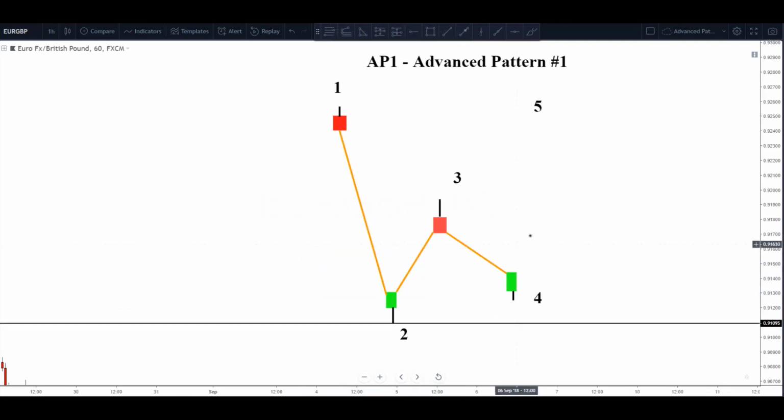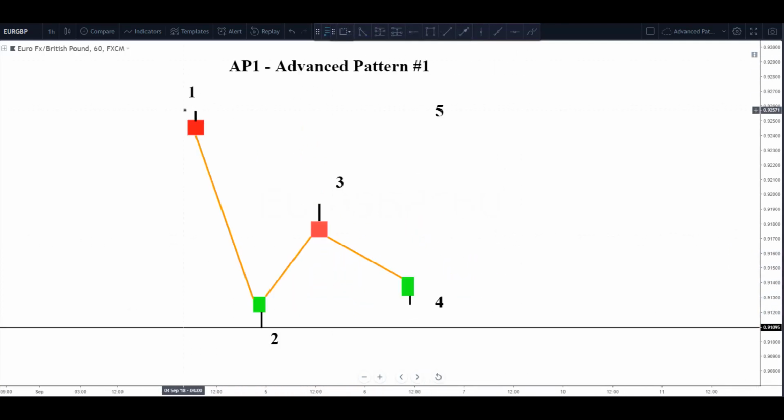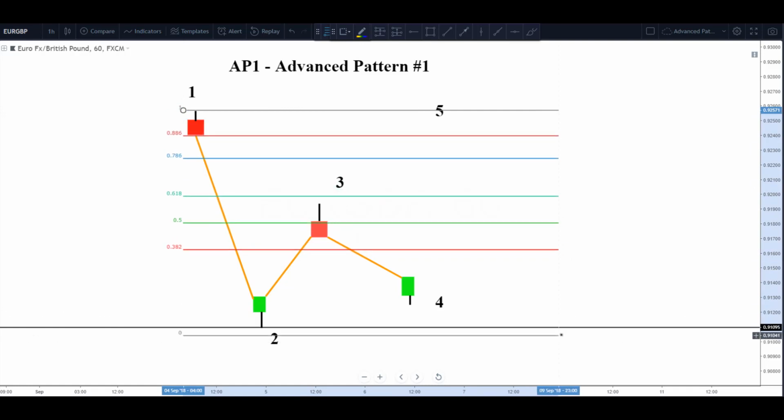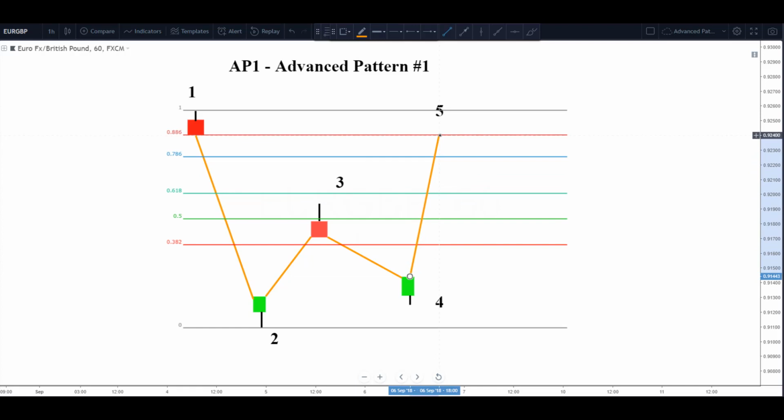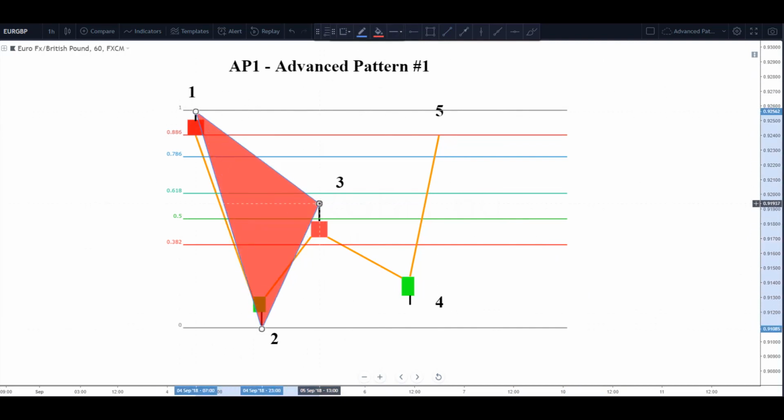The only thing left to do at this point is to pull a Fibonacci retracement from the swing high of 1 all the way down to 2, just like the very first Fibonacci we pulled, except at this point we're not looking for point number 3, we're looking for point number 5, which will be the termination point of this pattern at the 886 retracement of 1 down to 2. That is the place where we will put a limit order in expectation for this market to fall, because this is the bearish version of the AP1 pattern.